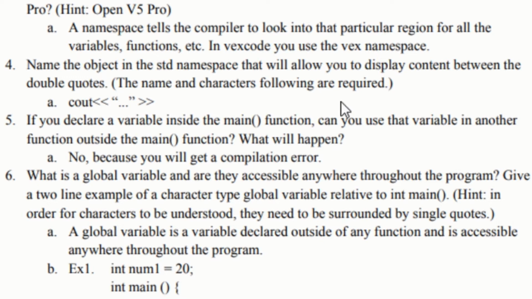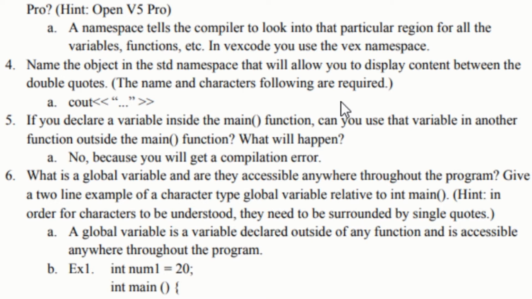What is a global variable, and are they accessible anywhere throughout the program? Give a 2-line example of a character type global variable relative to int main. Hint: in order for characters to be understood, they need to be surrounded by single quotes.